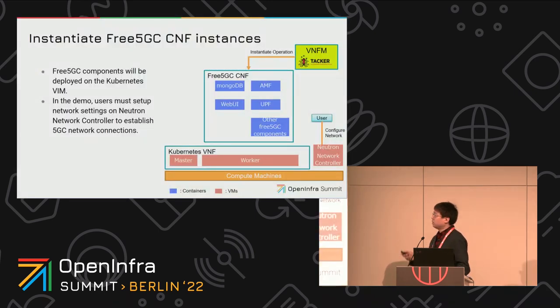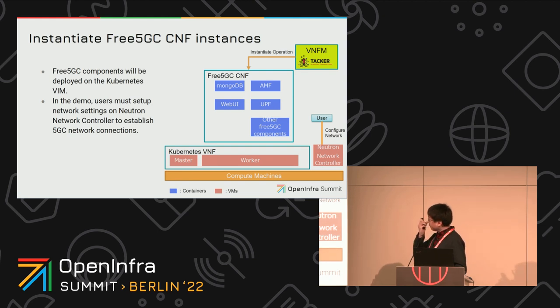Okay. Then the next step is instantiating the free5GC CNF on the Kubernetes VNF. In this demo, the operator first configures port sets on the Neutron controller because there are limitations in the free5GC implementation or Tacker functionality. After this, the operator can instantiate the CNF on the Kubernetes VNF the same as we did in the previous step. You can see the status of the CNF with the kubectl command.